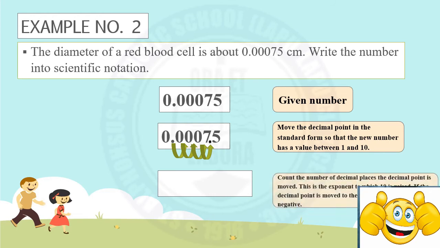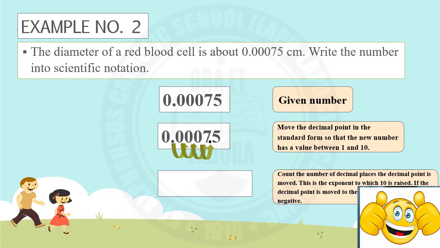So count the number of decimal places the decimal point is moved. This is the exponent to which 10 is raised. If the decimal point is moved to the right, then the exponent is negative. So it has 4 movements, so it will be raised to 4. But because it is moved to the right, the exponent is negative. So the answer is 7.5 times 10 raised to negative 4.